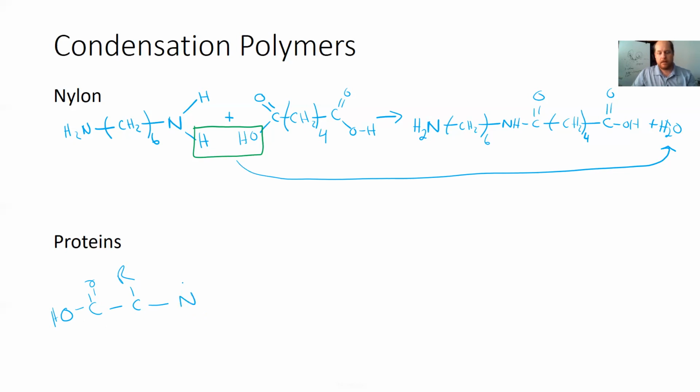N, H, lone pair. So you've got your carboxylic acid on the amino acid and your amine on the amino acid. Again, we'll talk about what this R group is a little bit later and the functionality of that. But that will react with a neighboring amino acid to form a bond between these two molecules through a condensation reaction.